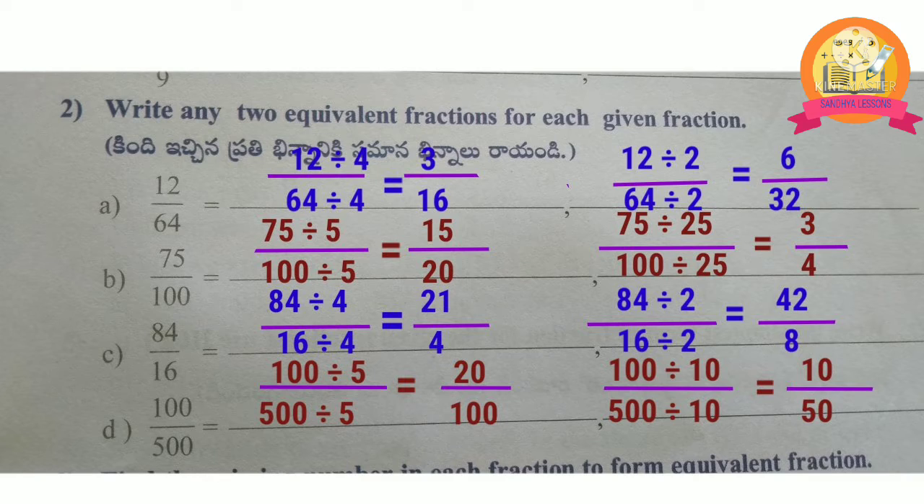Equivalent fractions for 100 by 500. By dividing numerator and denominator with 5 we get 20 by 100. By dividing numerator and denominator by 10 we get 10 by 50.